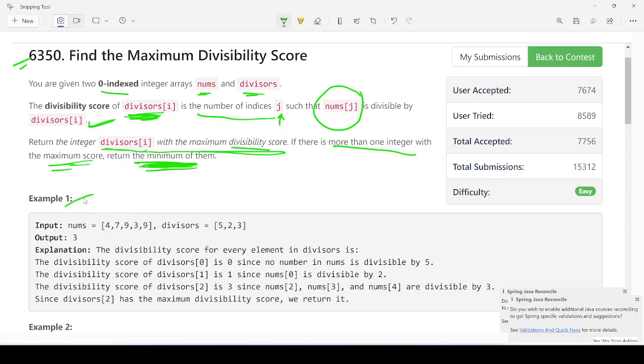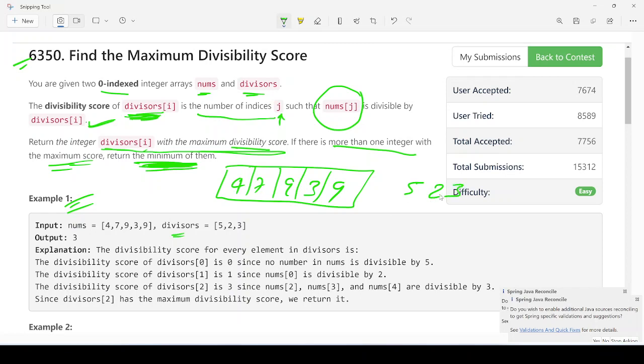Let's suppose we have this example. First we have given nums as 4, 7, 9, 3, 9, in an array. Let me write it into the array. It will look like this. Now we have given divisors 5, 2, 3. Now what we have to do is return the minimum divisor with the best score.